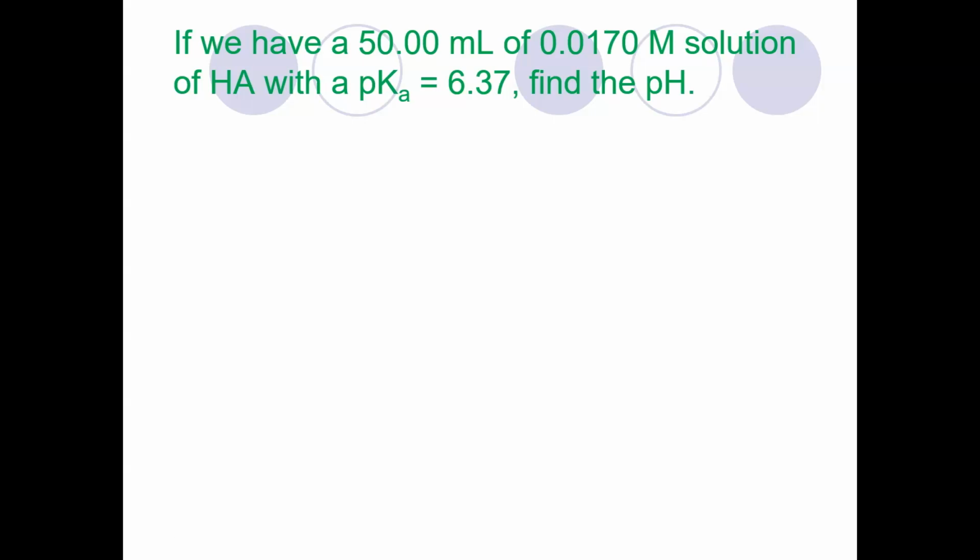So if we start out with 50.00 milliliters of a 0.0170 molarity solution of HA, the HA has a pKa value, so I've already taken the negative log of the Ka and gotten 6.37. We're supposed to find the pH.